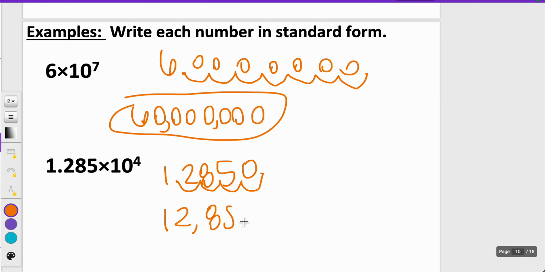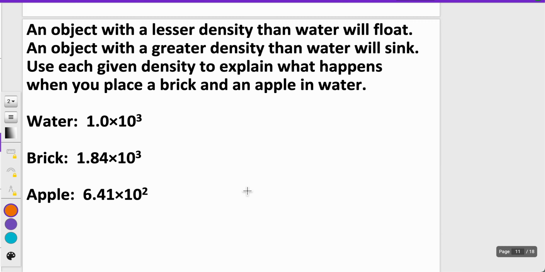Okay. An object with a lesser density than water will float. An object with a greater density than water will sink. Use each given density to explain what happens when you place a brick and an apple in water. So first what I want to do is go ahead and write out water in standard form. That is 1.0 times 10 to the third. So 1, 2, 3, or 1,000 density.